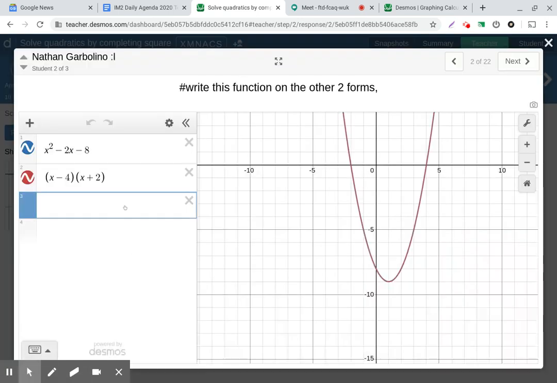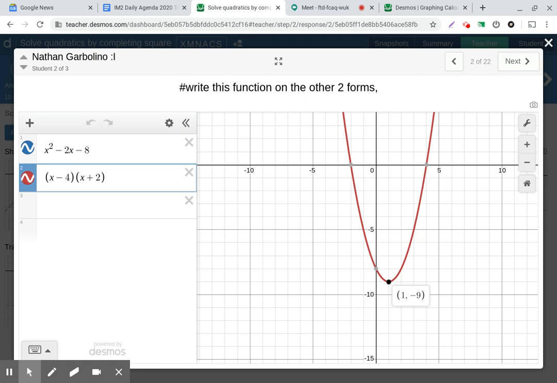All right, let's see. I'm going to jump on Nathan's. Okay, Nate went from standard to factored. Nathan, did you factor, or did you just click on the x-intercepts? How did you get those numbers? Factored, I guess. Yeah, you could factor it, or you could just look at the graph too, and just do the opposites. All right, so what's the vertex? Can you guys click on the vertex and just see what it is?